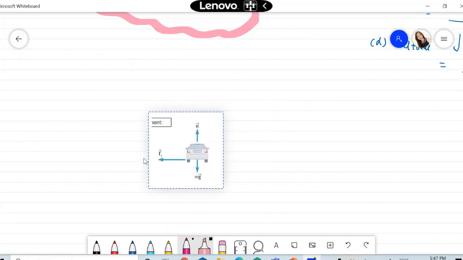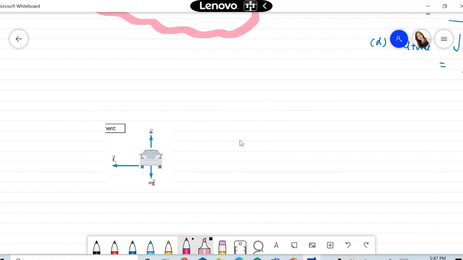We have a car moving in a circular motion. Firstly, I draw out the free body diagram. This is a free body diagram of a car moving in a circular motion. I have mg, I have the normal force, and the static friction force that holds the car from sliding down, or from slipping. Now I apply Newton's law. So, the vertical component.